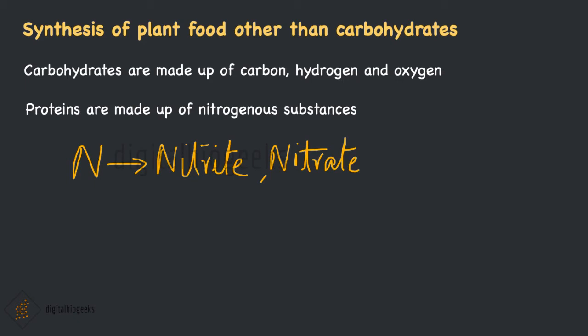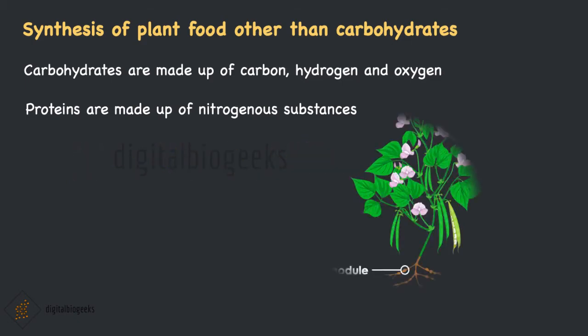Then only plants can use this nitrogen to synthesize proteins. This can be done with the help of certain bacteria which are present in the soil and root nodules of leguminous plants like the pea plant.